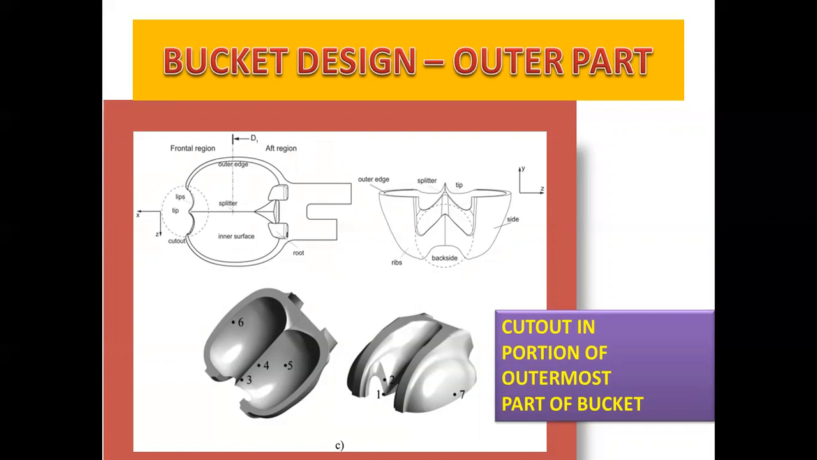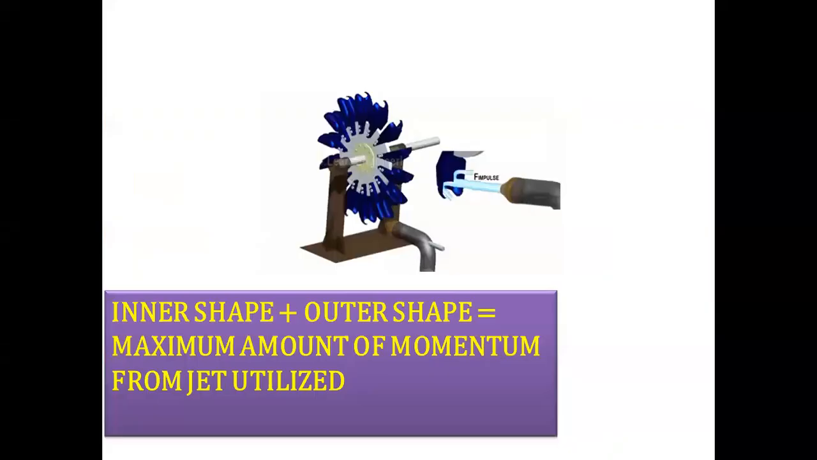If, for example, x amount of water comes out from the nozzle, almost 95% of x will be consumed by the bucket. That's why the shape is modeled like the nostrils of a cow's nose and the splitter ridge. Why he included this: we have to extract all the hydraulic energy from the jet of water. That's why Pelton designed it like this. The inner shape and outer shape of the bucket consume the maximum amount of momentum from the jet.